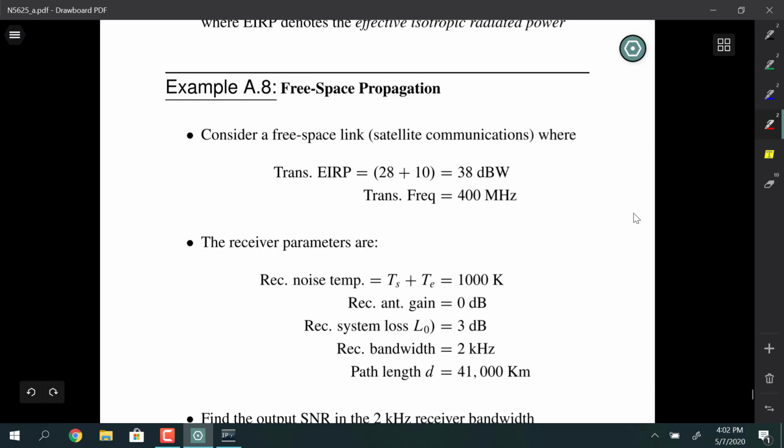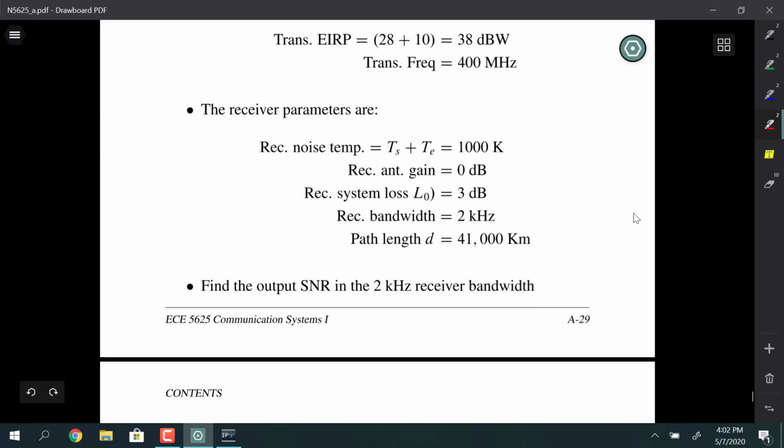So going through an example, if we have a link, say a satellite communications link, where we have an EIRP of 38 dBW, we're transmitting at 400 megahertz. This is a very low frequency for a satellite. We have the effective temperature and the receiver noise temperature combined of 1000 K. So this is for our total receiver package. So that's the receiver as a whole plus the antenna temperature.